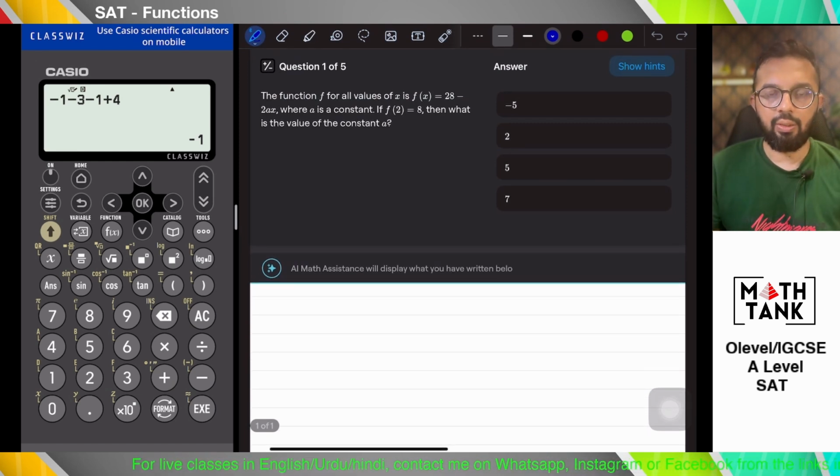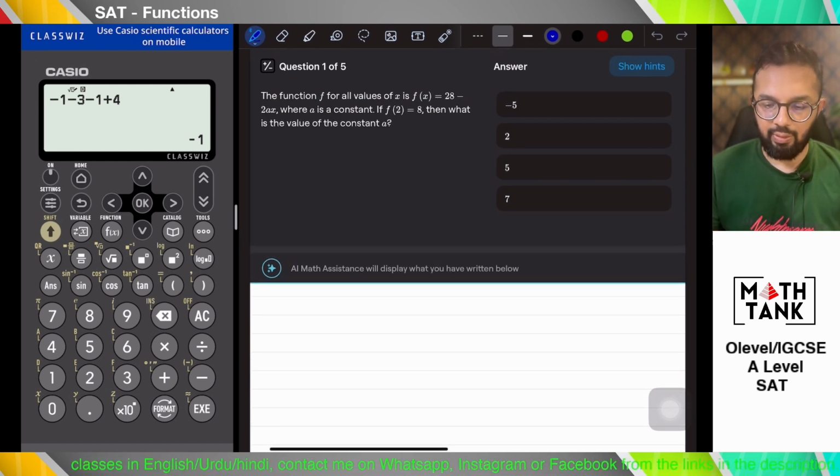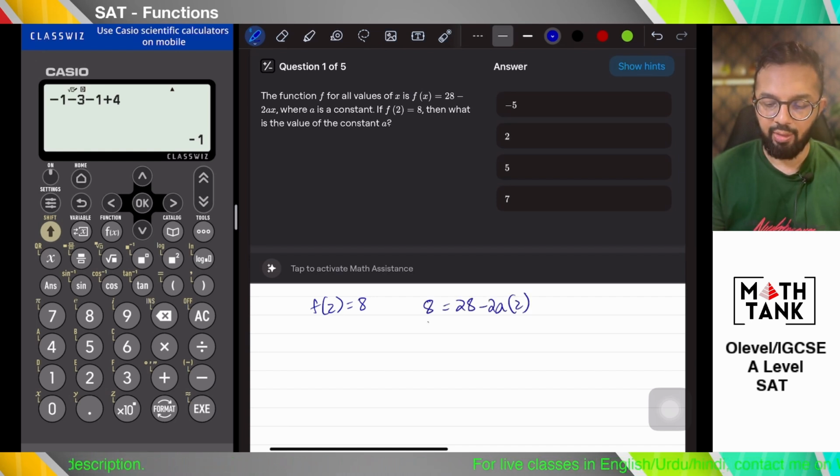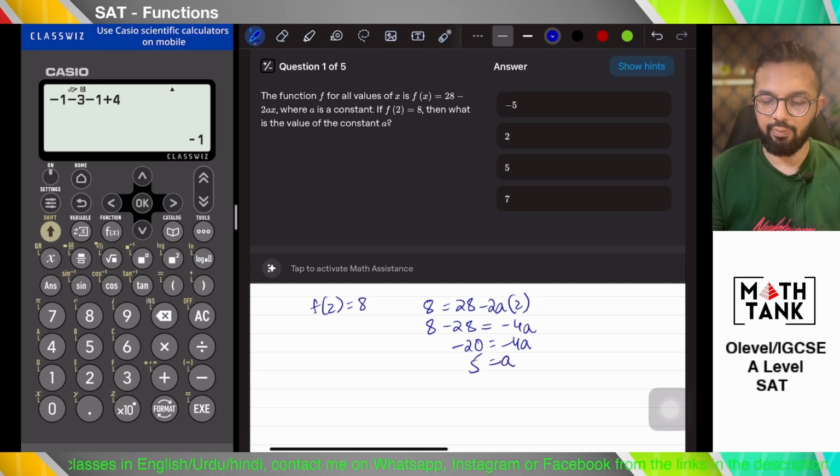Okay, so more easy questions. The function f of x equals this, where a is a constant. If f of 2 equals 8, then what is the value of the constant a? So 8 equals 28 minus 2a times 2. So 8 minus 28 equals minus 4a, minus 20 equals minus 4a, a equals 5.